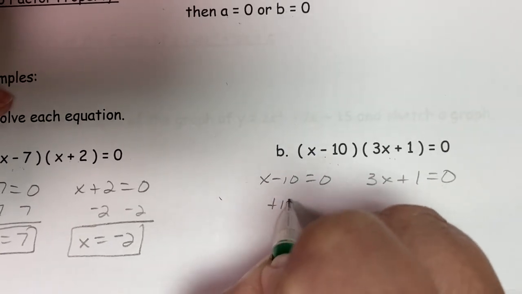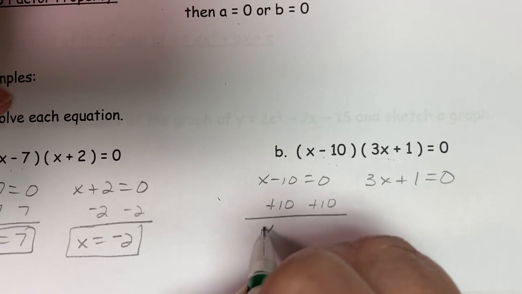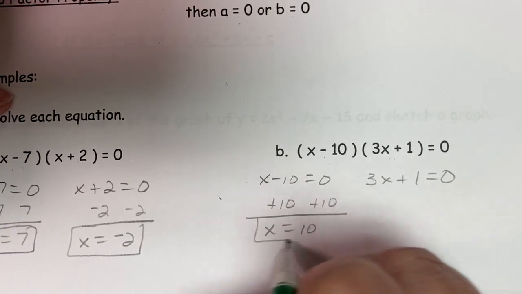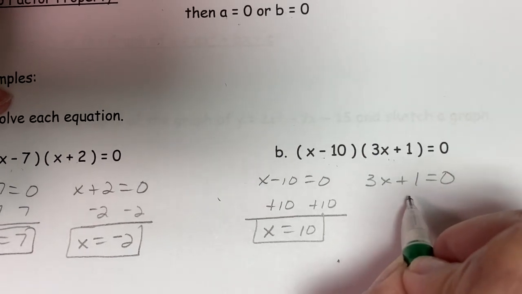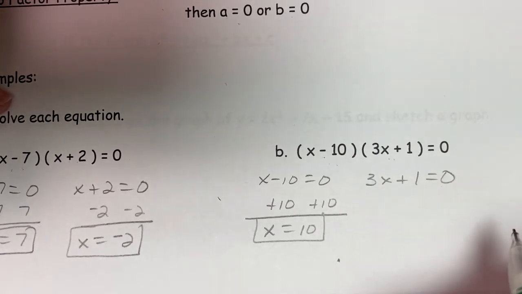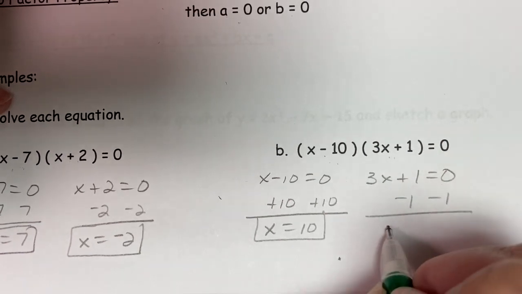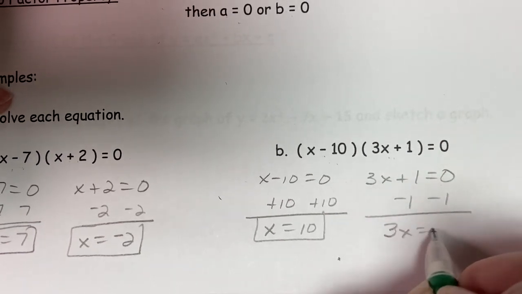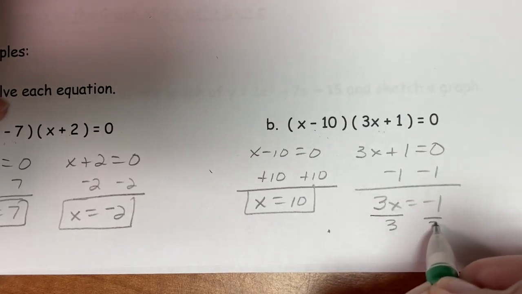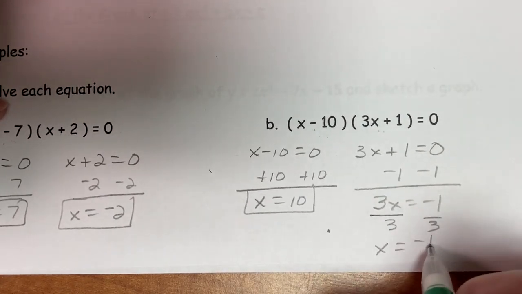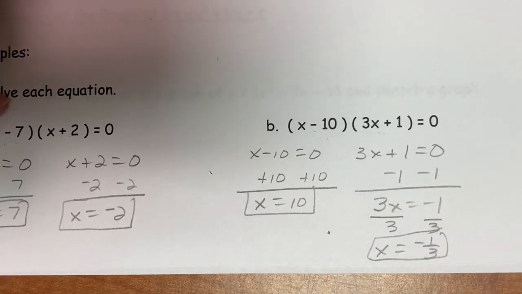So for the first one, I would simply add 10 to both sides of my equal sign. So my first answer would be x equals 10. To get my second answer, I have to solve 3x plus 1 is equal to 0. So I'd subtract 1 from both sides, so 3x is going to equal -1. And when I divide both sides by 3, my second answer is x equals -1/3.